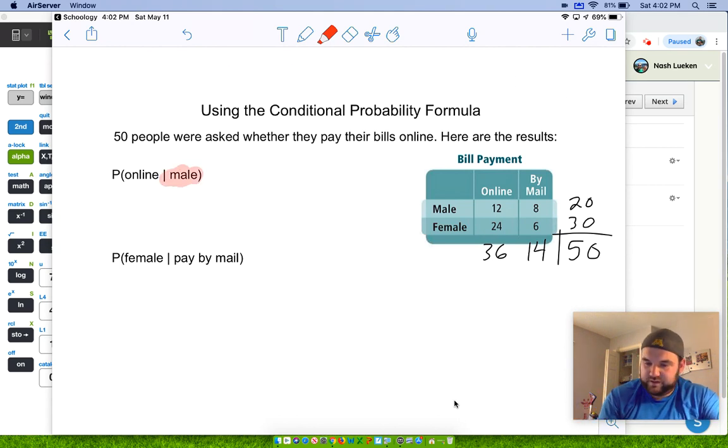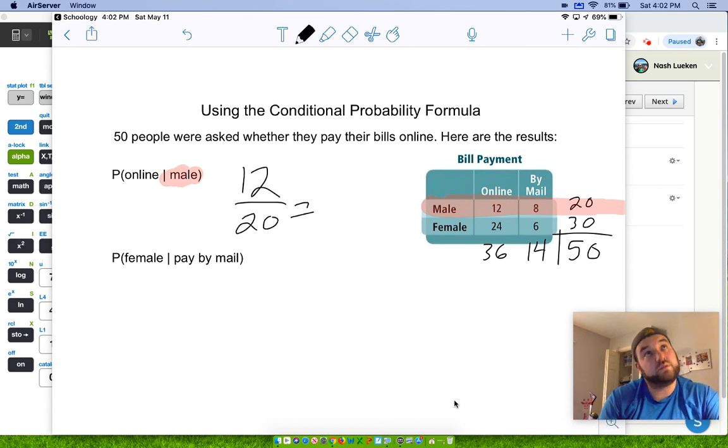So the given event is male, so I'm working with just these 20 respondents. So out of 20, how many of them pay online? 12 of them do, which is divided by 4, that's 3/5, or 0.6, or 60%.